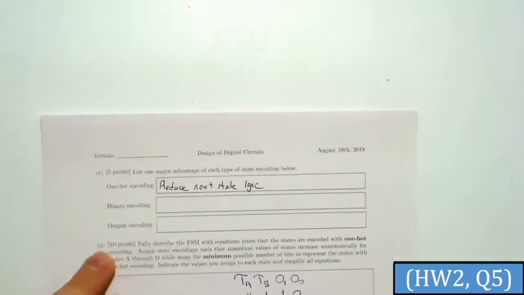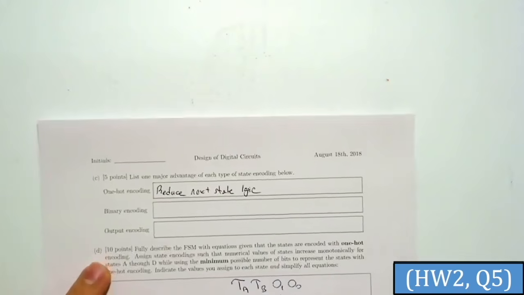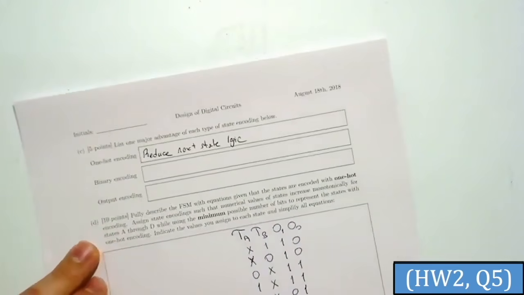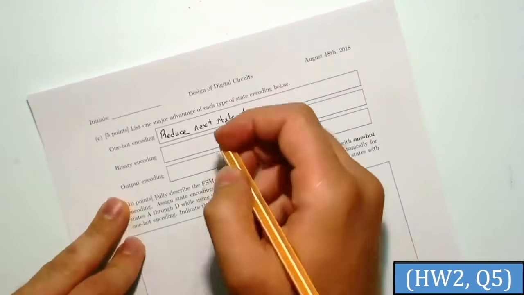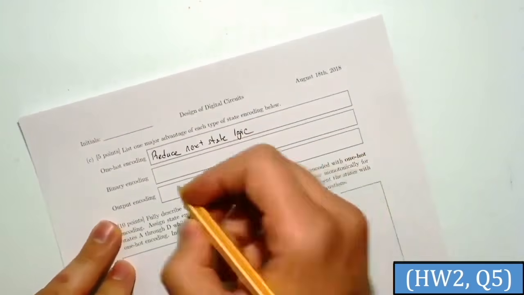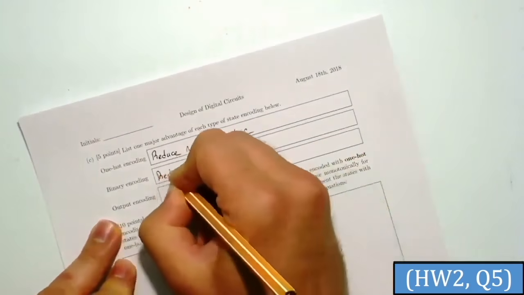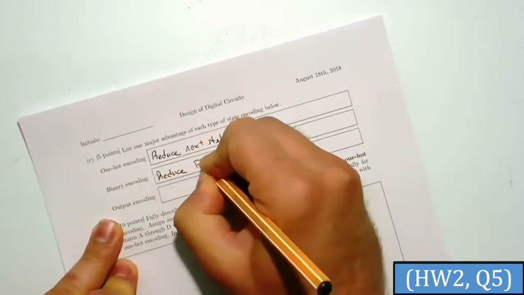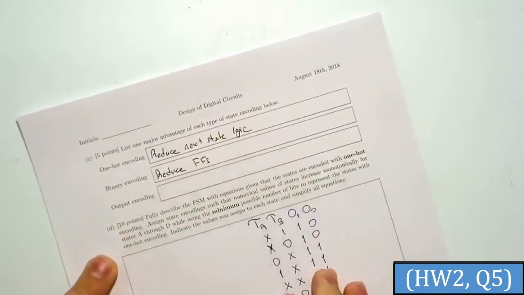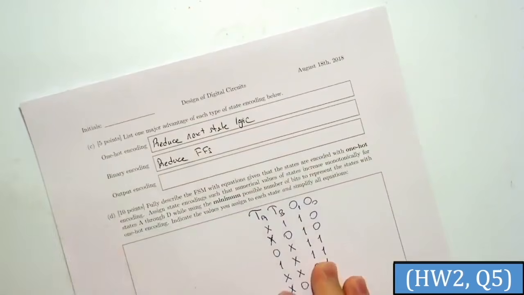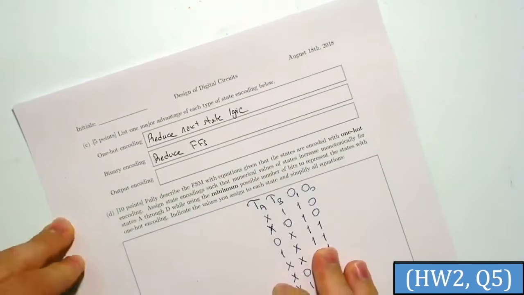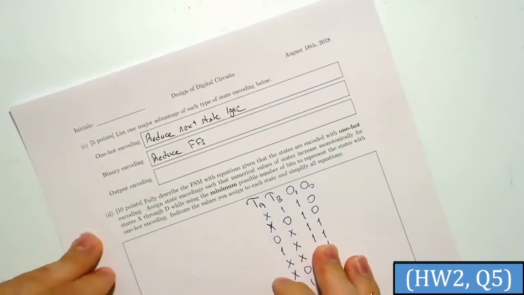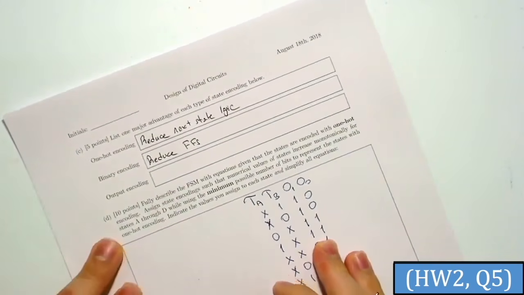For the binary encoding, as I said, we try to use the least amount of bits to represent the state. This means that you reduce the flip-flops that you need to represent the states. So this is, I would say, the major advantage of binary encoding: reduce flip-flops. And for the output encoding, our goal is to use the least amount of logic units to encode the output, right? So this is also clear.